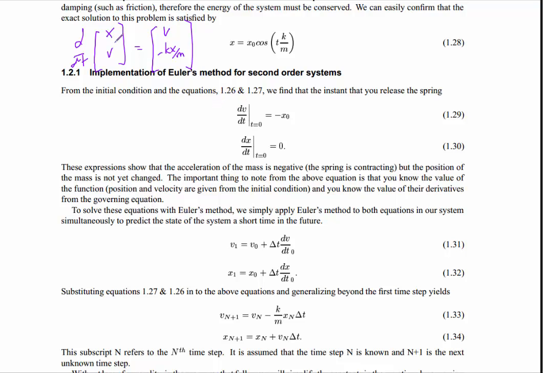Okay. All right, so we have the differential equation. This is the equation of motion. Now we also have the initial conditions. We had an initial condition for the location. And we also have an initial condition for the velocity.